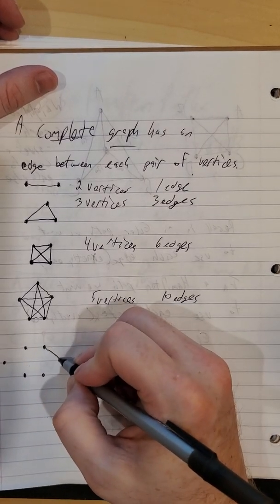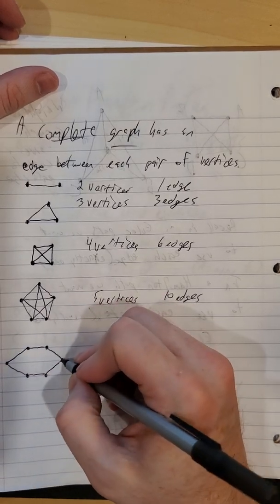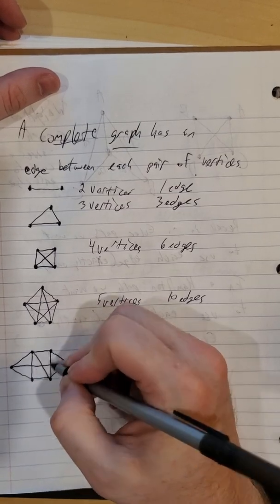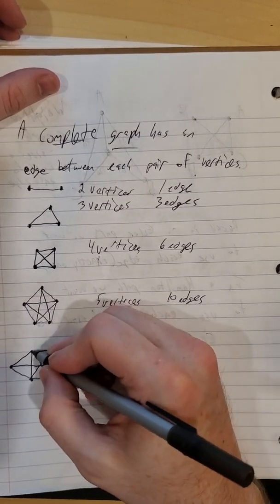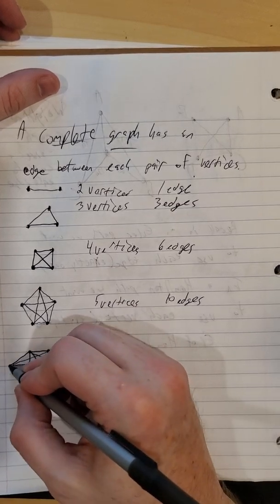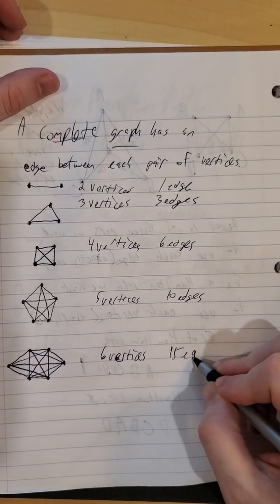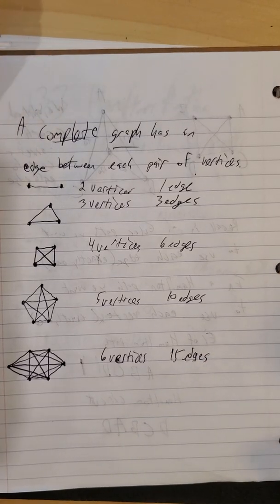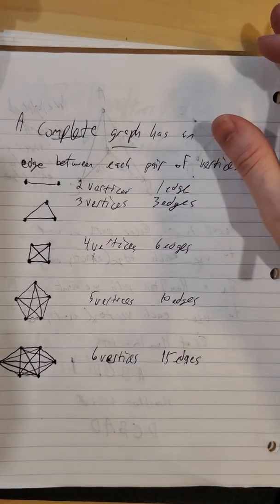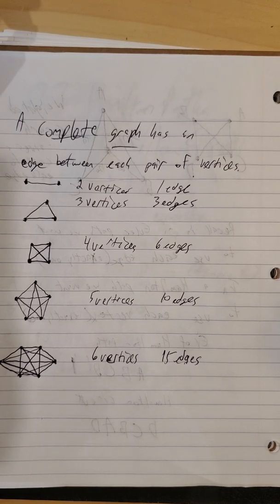6 vertices. Again, I can just skate around the outside first. 2, 3, 4, 5, and 6. 7, 8, 9, 10, 11, 12, 13, 14, and 15. And we'll take a look in a moment on where we get that formula.